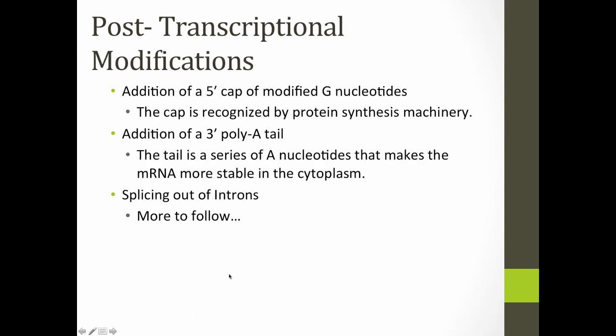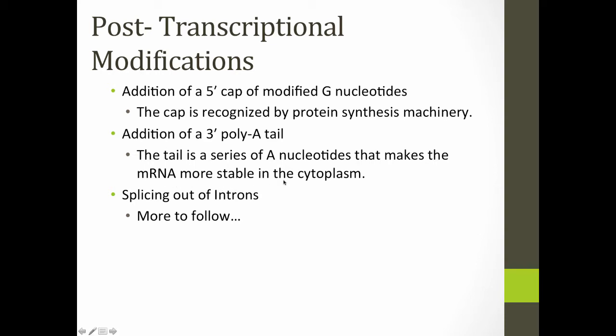But the modifications that happen to create a functional mRNA, the first two are quite easy. We have the addition of a 5' cap, which is a modified guanine nucleotide, and that's actually recognized by the ribosome in the protein synthesis machinery. So it helps the ribosome bind to the mRNA. We add a poly-A tail. Poly-A stands for polyadenine, so we add a series of adenine nucleotides to the end of the mRNA, and that also helps to increase its stability.